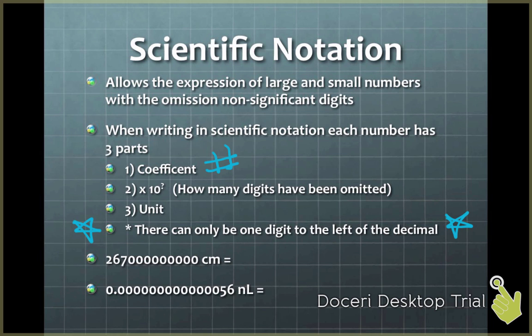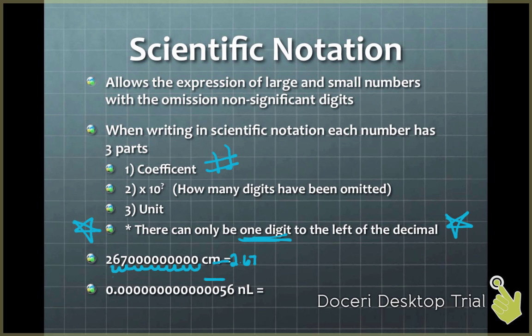Now, like I said before, we can only have 1 digit to the left. So I want my decimal to be right here between my 2 and my 6, 7. Okay, so my decimal starts out over here. My decimal starts off at the end. So I'm going to want to move it 1, 2, 3, 4, 5, 6, 7, 8, 9, 10, 11 times. Okay, so when I move it 11 times, we are going to have to then rewrite it as 2.67.